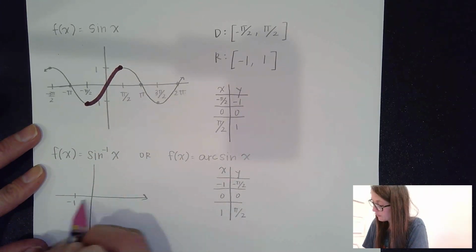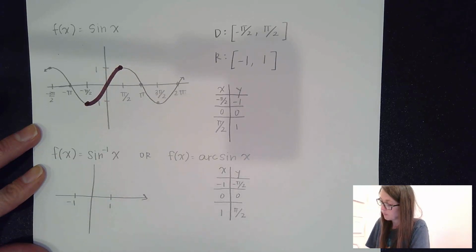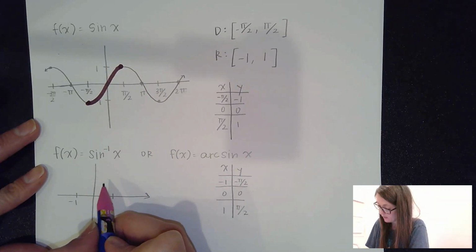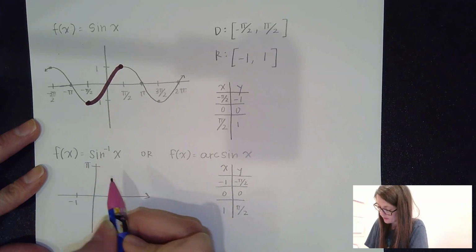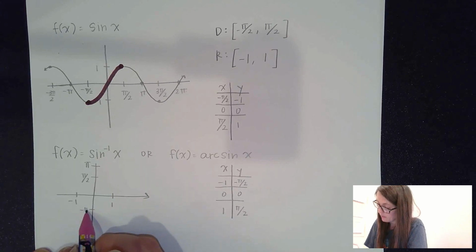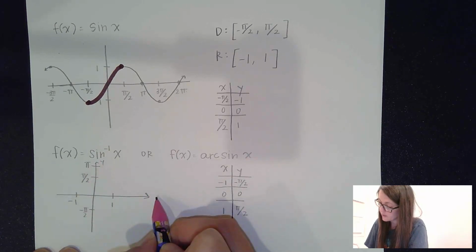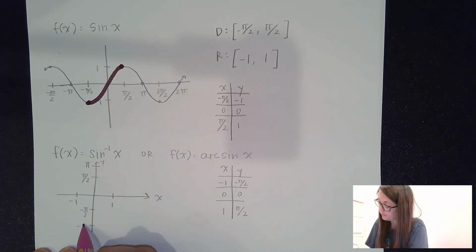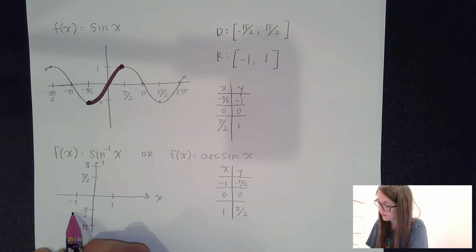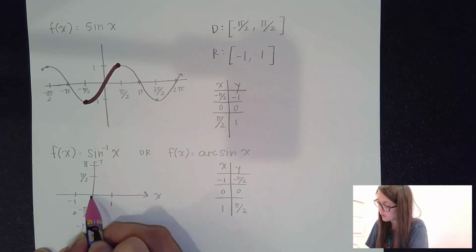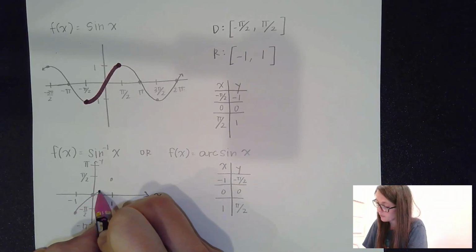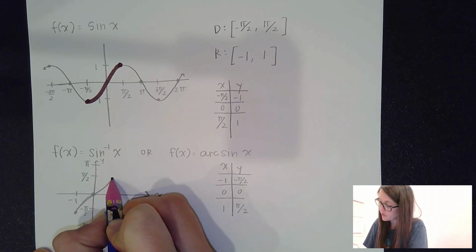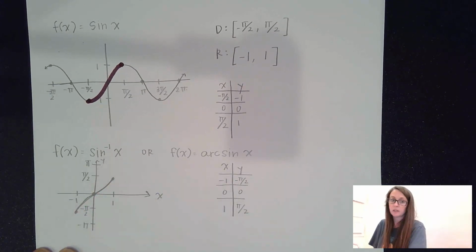So I'm going to have a negative 1, a 0, and a 1. And my y values are going to be pi over 2 and negative pi over 2. This is your x. So at negative 1, you are going to be down at negative pi over 2, at 0 you're at 0, and at 1, you're at pi over 2. So your graph of your inverse sine curve is going to look like this.